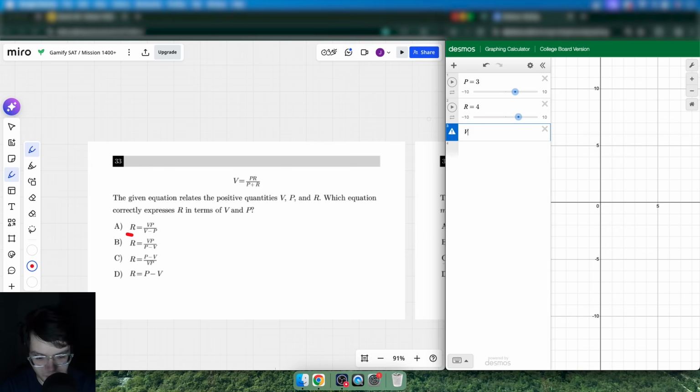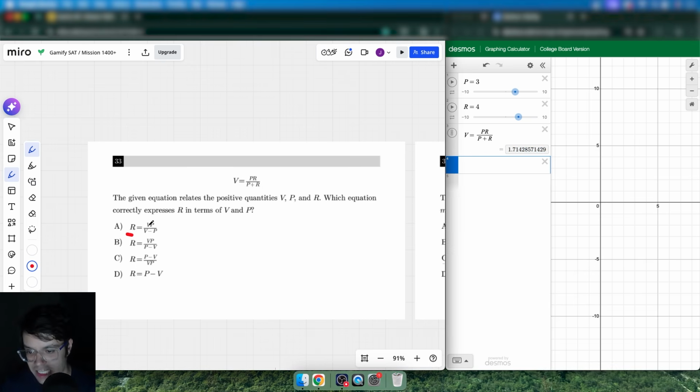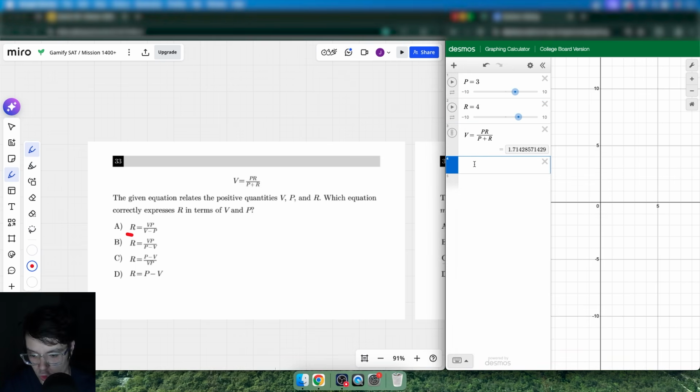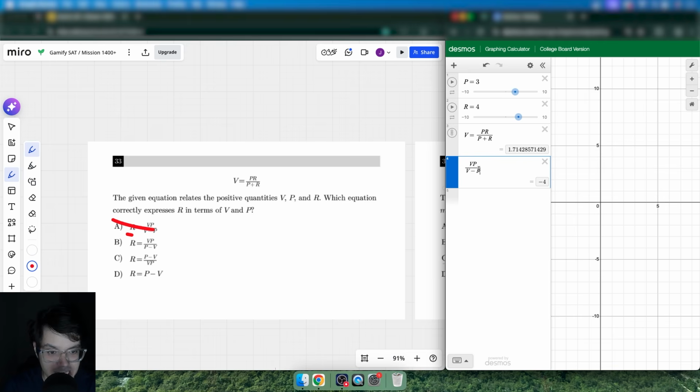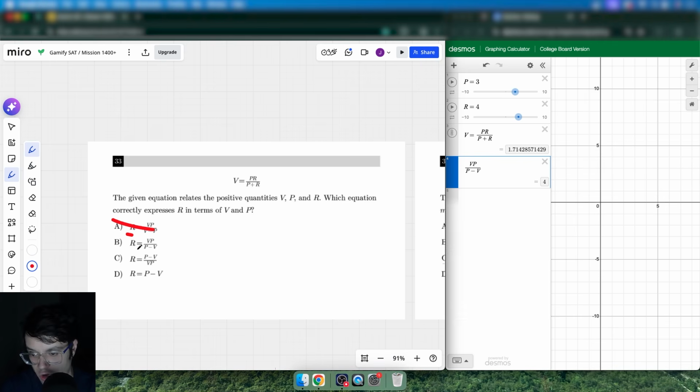So you can say v is equal to P times R divided by P plus R. So yeah, that works. We get this 1.714 number. And then I can try out each of these and see which one gives me the same value for R. So we're looking for 4, so it must be equal to 4. So VP divided by V minus P, that would be -4, so not quite, pretty close though. For B, it would be VP times P minus V. And yeah, that would be 4. So B is probably going to be the right answer.